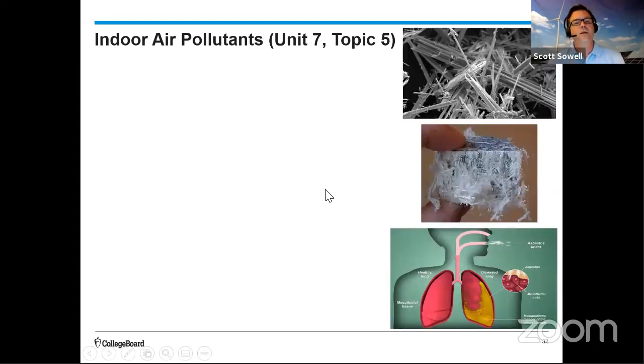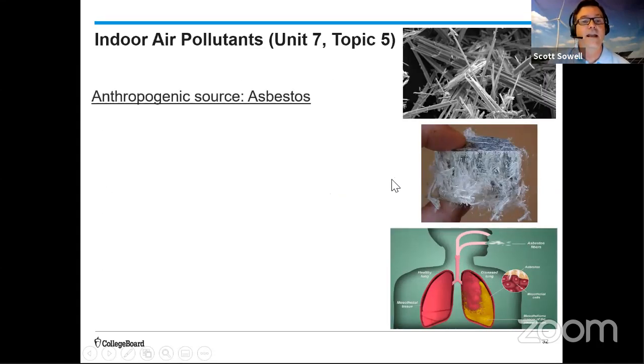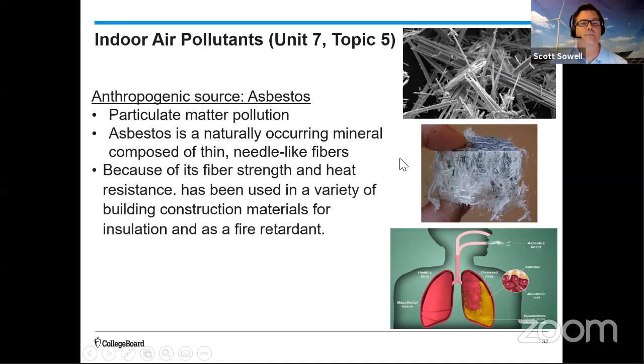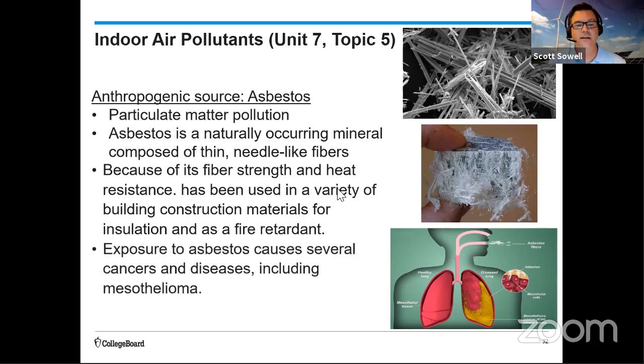Next, we're going to go to another anthropogenic source, which is asbestos. So asbestos is a type of particulate matter pollution, and it's a naturally occurring material that has these tiny little microscopic fibers, very, very tiny, and they have a unique set of properties. They're very fire resistant and strong. So we've used them a lot for construction materials like insulation or as a fire retardant. Unfortunately, once those fibers become inhaled into the lungs, it can cause several cancers and diseases, including mesothelioma.